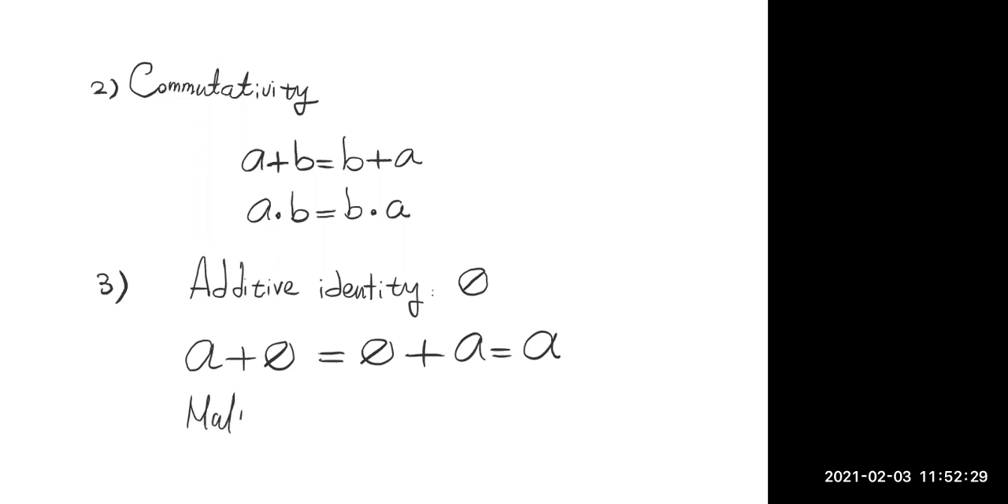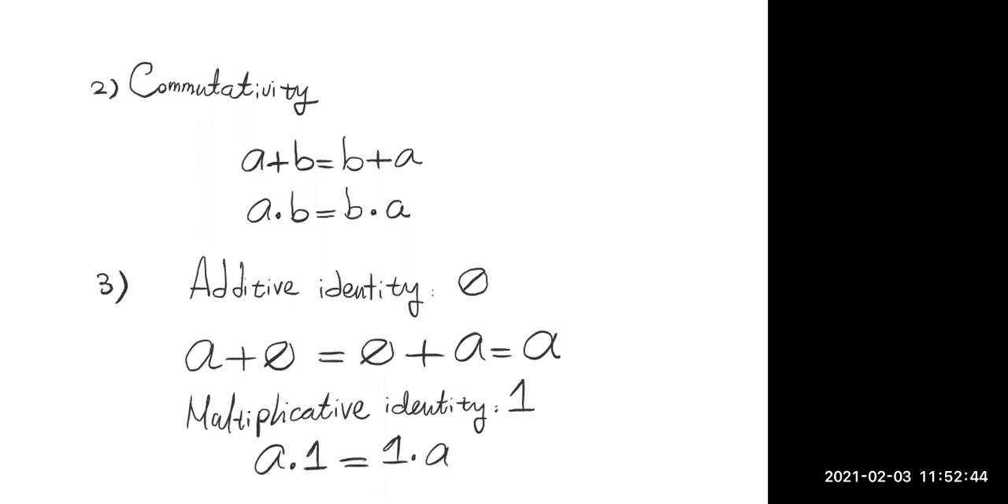So we have the multiplicative identity, which is 1. Any number times 1 is equal to 1 times that number, which equals that number itself. Multiplication by 1 does not change anything. Again, although these properties are trivial for real numbers, there are other systems of numbers that do not have identity elements.